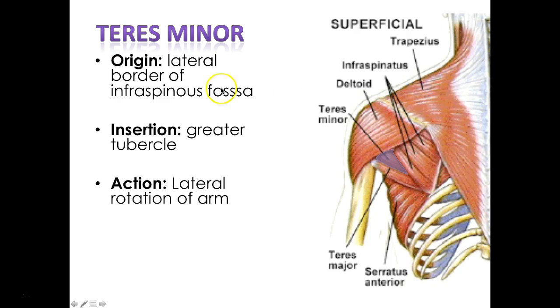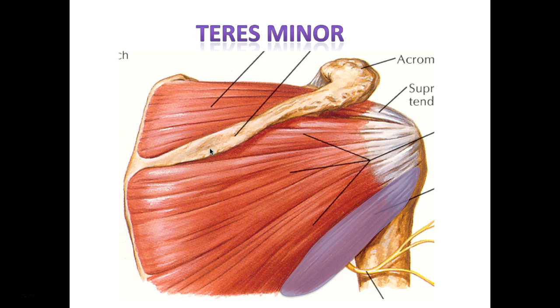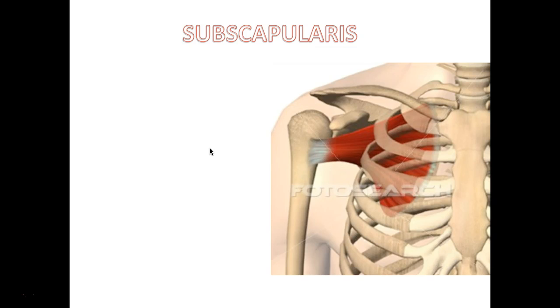And the reason for that is we have a similar origin and same insertion. So same action. And innervation is branch of the brachial plexus. So here's another view of our teres minor, and you can see it's really a small muscle inserting over to the greater tubercle as well.